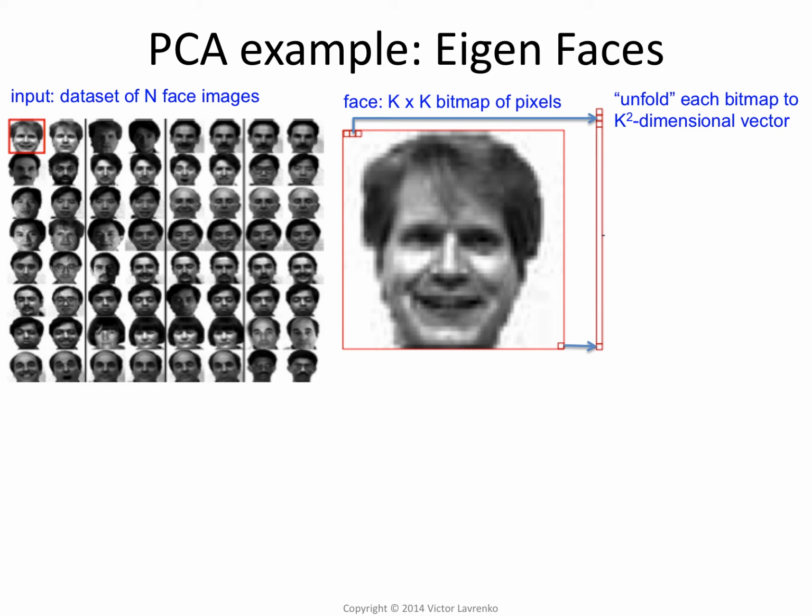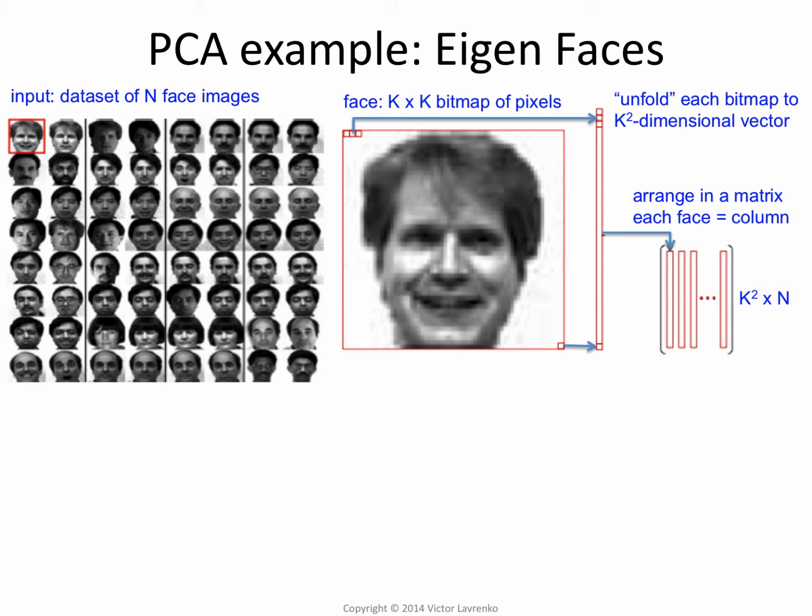I can then just take PCA and run it on a collection of these vectors. I'm going to have one of those vectors for every single face in my data set. So overall, my data set is going to be a k squared by n matrix, where I have n faces, so n columns, and k squared rows, one for each pixel.